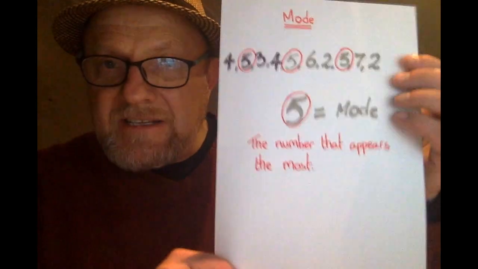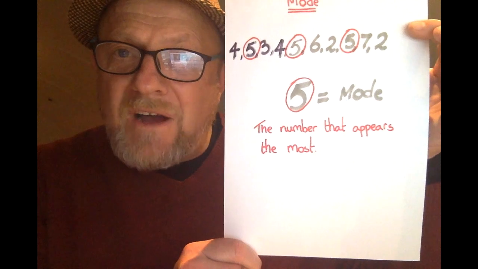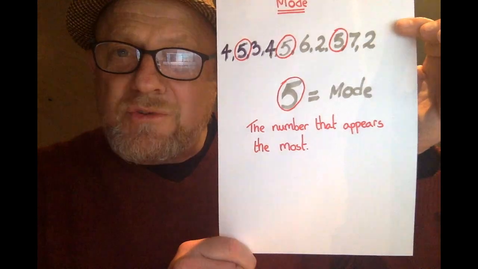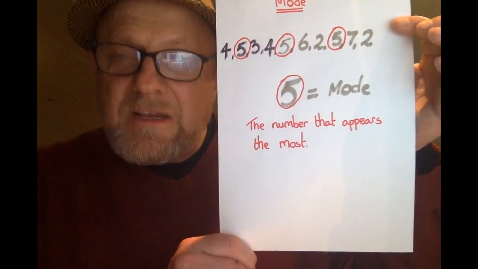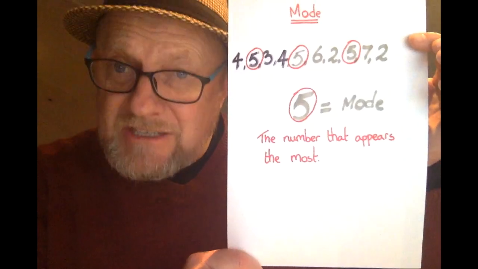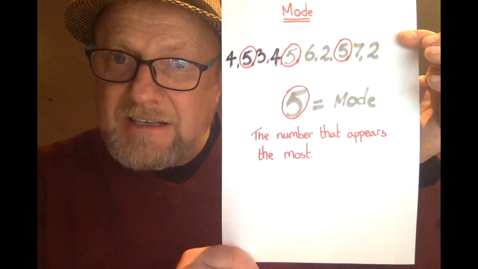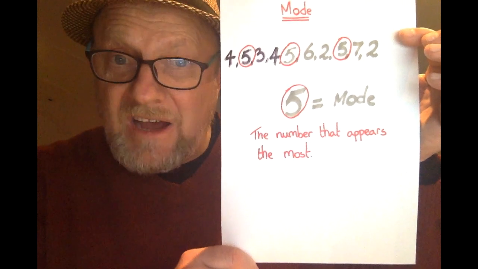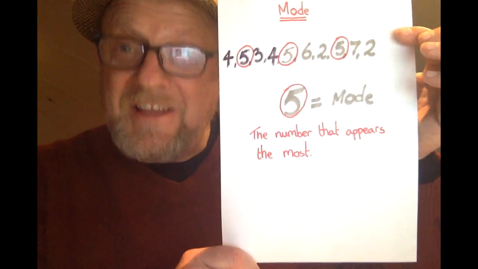The mode. So here is my number set. It's 4, 5, 3, 4, 5, 6, 2, 5, 7, 2. And the mode is the number that appears the most within my data set. And the number that appears the most is 5. And that's how you find the mode.